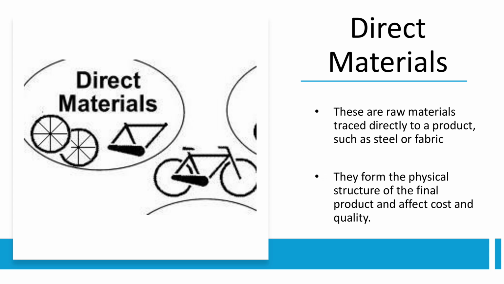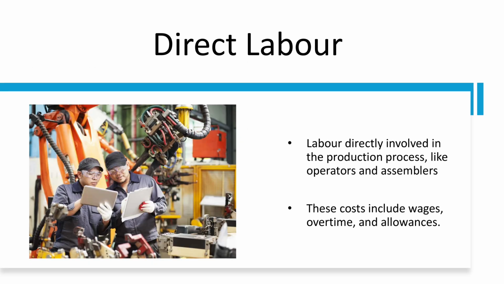Direct materials form the physical substance of the product, and changes in material choice or quality directly influence cost and performance. 2. Direct labor. This refers to the labor that is physically involved in converting raw materials into the final product. Examples include machine operators, assemblers, welders, and packers. Direct labor cost includes wages, overtime, and allowances related to these production roles.